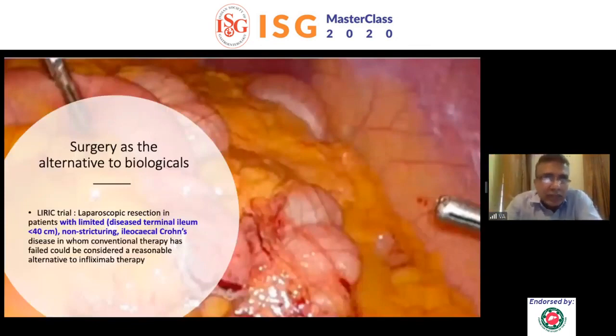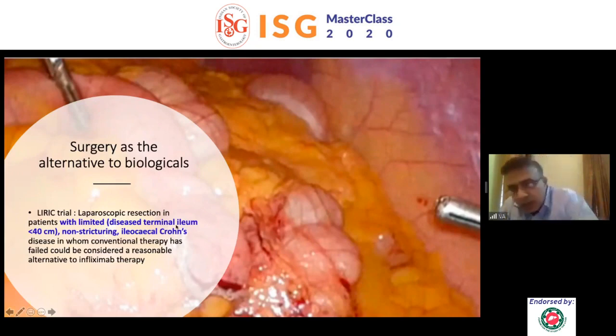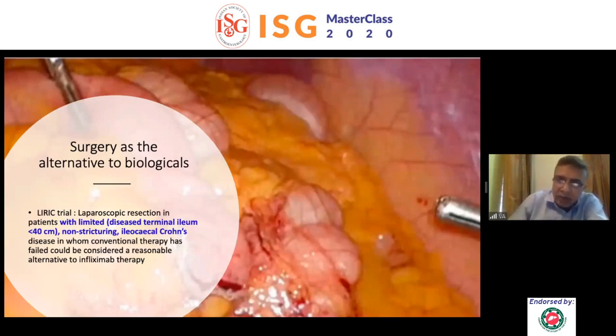The question was raised: if there's a terminal ileal disease which is non-stricturing, the patient has been given steroids, or even if it is stricturing, the patient has been given steroids and is not responding, would you go over to biologics? I would say there's a trial from the Netherlands which clearly showed that if it is limited disease, less than 40 centimeters, laparoscopic ileal resection was as good as infliximab. In other words, it can be a very good alternative. And obviously for an Indian setting, it would be less expensive also. So you can clearly go for that. But remember, post-operative recurrence would be there. You have to manage that.